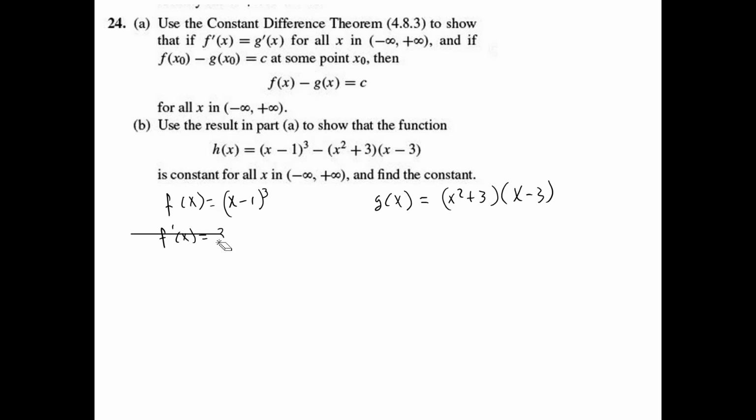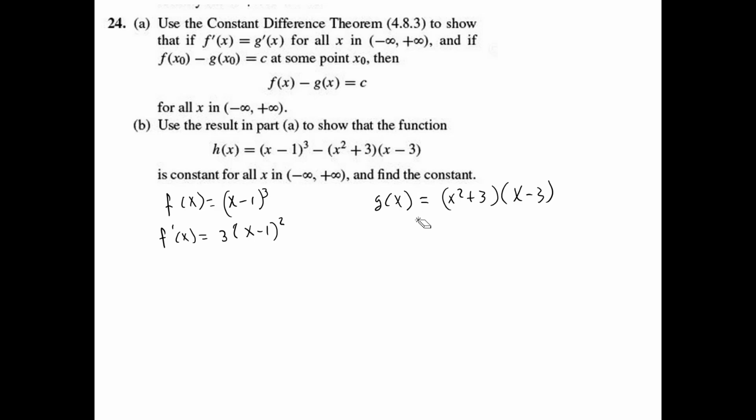We can find f prime of x, bring down the exponent, take 1 away from the exponent, times the derivative of the inside, but the derivative of the inside is 1, right? And so then this is 3 times, well, that's fine. We'll leave that there.